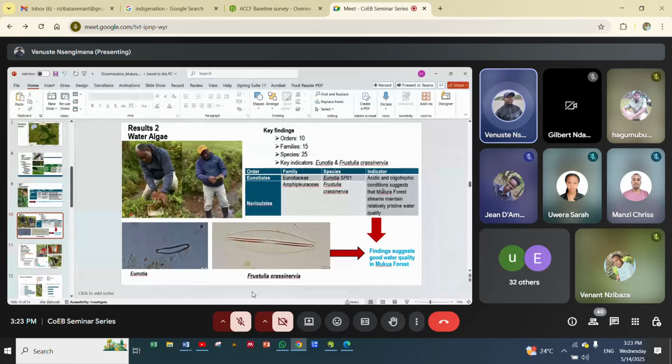And we were not able to do the identification to species level of Enotia, which is probably a new species to the area. So we're still working on this. I shall come up with the conclusion after the consultation of experts in algae.